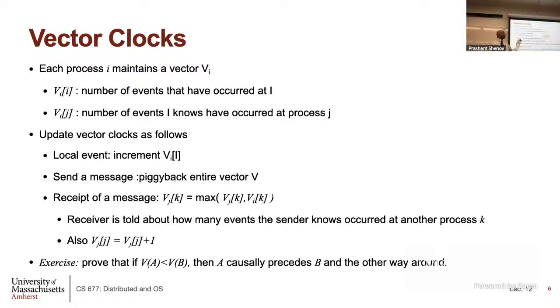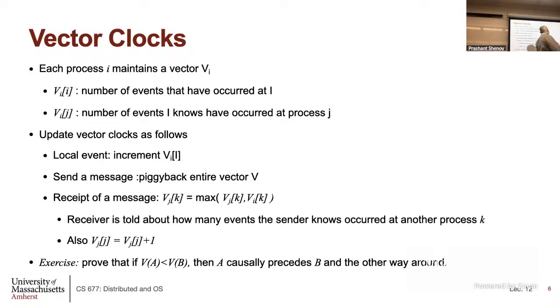Okay? And then when you send the message, just like you did in Lamport's clock, you send your clock, okay, which is the entire vector. Okay? Previously, you sent one integer. Now you sent a vector. Okay? And when you receive the message, okay, you are going to do the same thing. You are going to take the max of the vector that came with the message and your own vector clock, and you are going to essentially take the max of the two.